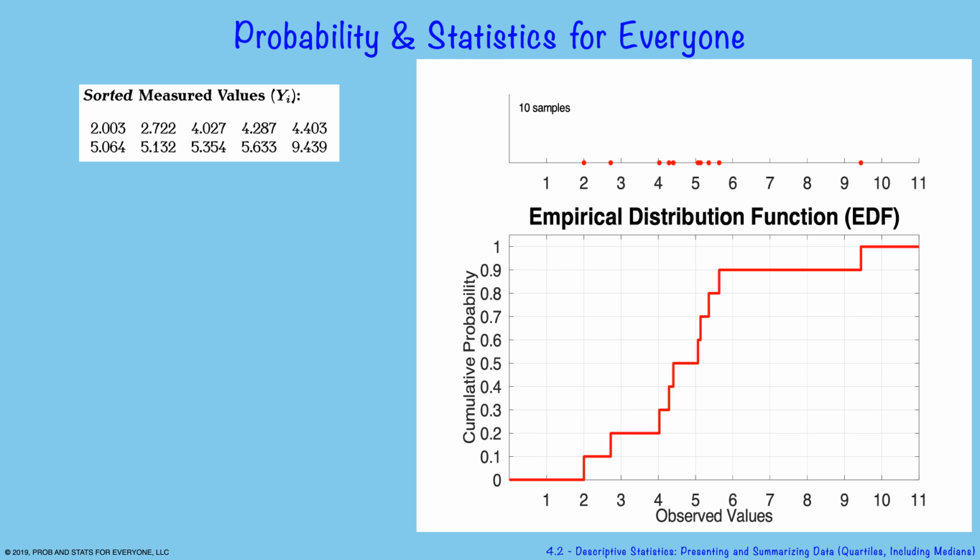Notice that we've changed x sub i to y sub i, where i equals 1 to 10. The y sub i's are called the order statistics, so that y sub 1 is the smallest value, y sub 2 is the second smallest value, etc.